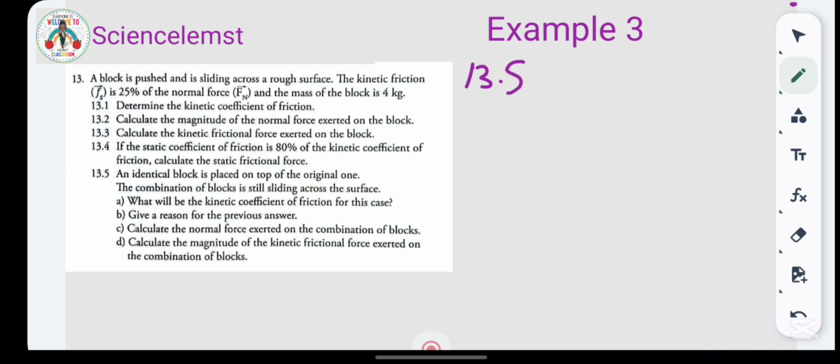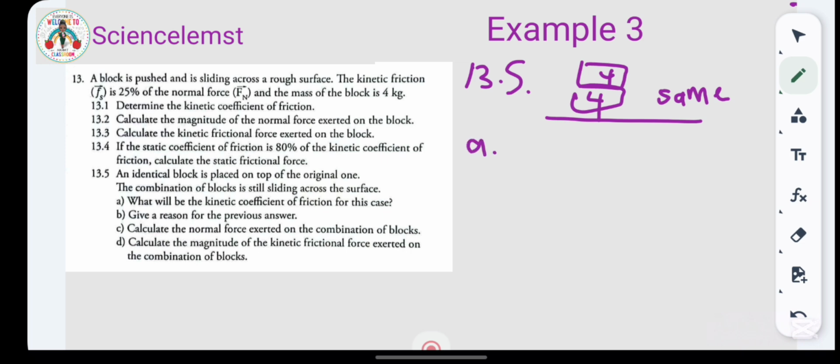13.5. An identical block is placed on top of the original one. Okay, so here's the original one. It was 4 kg. We're placing another one on top of it. Identical, same material, same mass. The combination of the block is still sliding across the surface. Okay, so they're not saying anything about the surface changing. So the surface is still the same. Only the mass of the object is going to change.